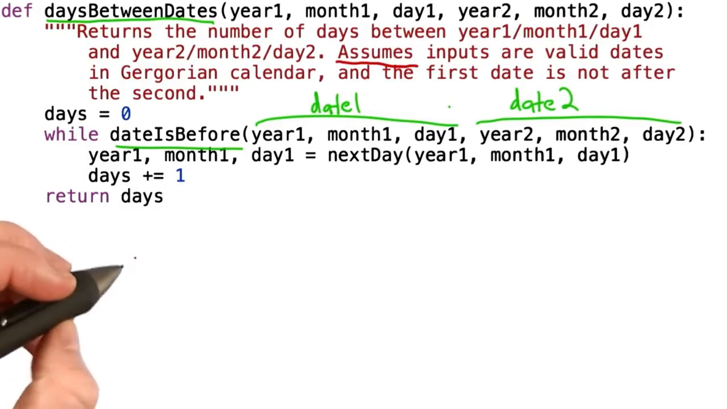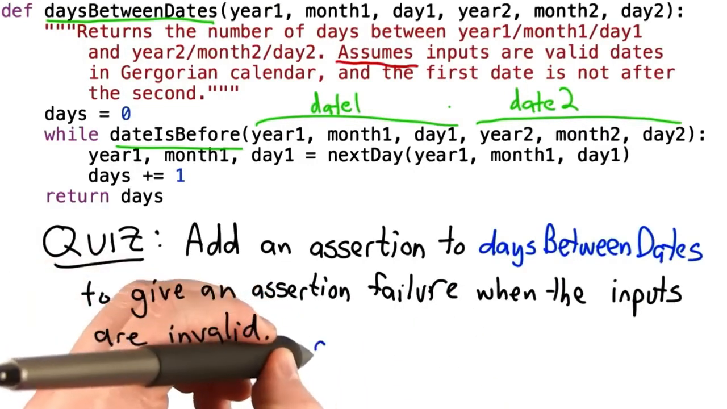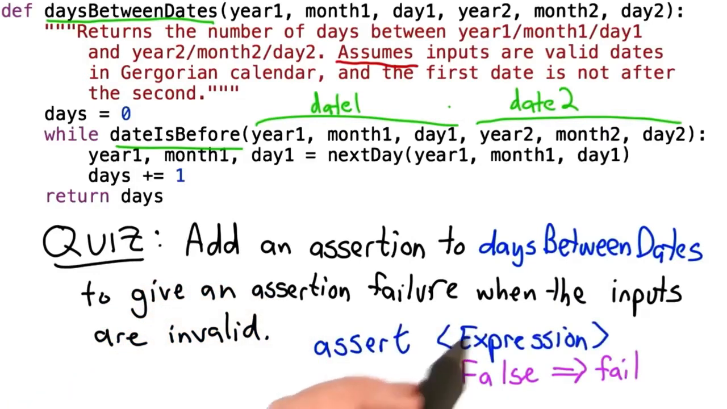So I'm going to ask you to do that yourself in a quiz. What I want you to do is add an assertion to the code that will give a failure when the inputs are invalid in this way. The syntax for assertions is you can do assert, followed by any Python expression. If the value of the expression is false, the assertion fails, and execution will stop with an exception.